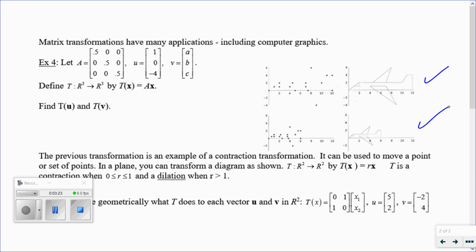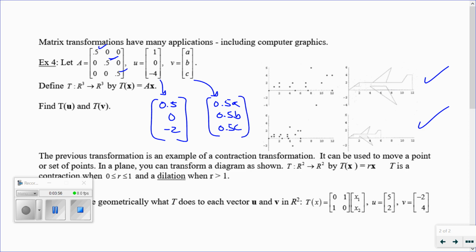All right. So you can tell what's happening here. It's basically reducing in size, right? You know how when you have ones along this diagonal, you stay the same. But when they're all 0.5, it's going to shrink your answer by half, right? So basically this vector is turning into 0.5, 0, and -2, if you apply that transformation. This vector would turn into 0.5a, 0.5b, and 0.5c, because it's multiplying. If you multiply A times u and A times v, these would be your answers.